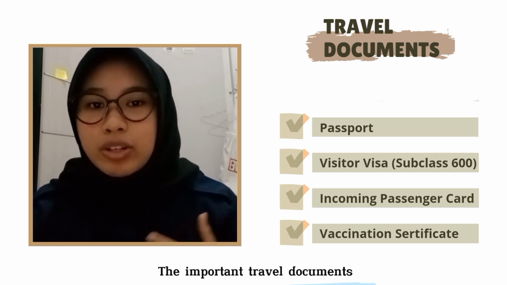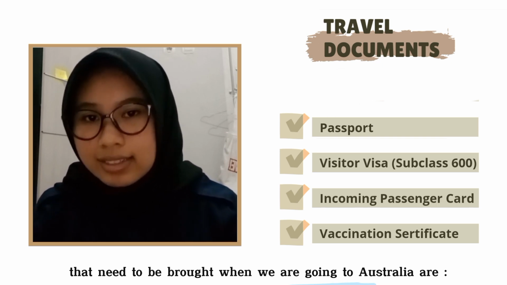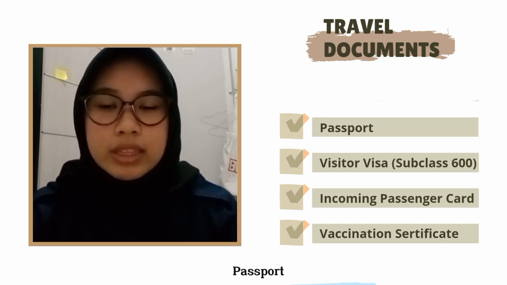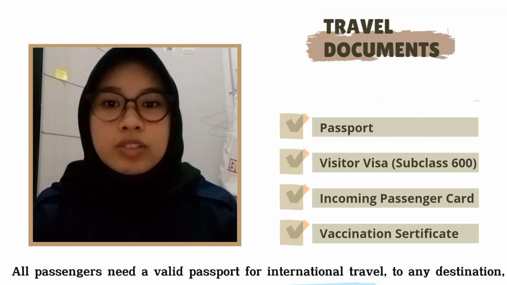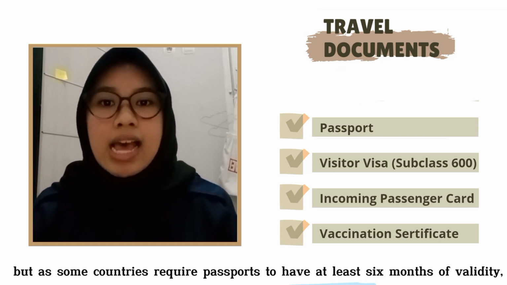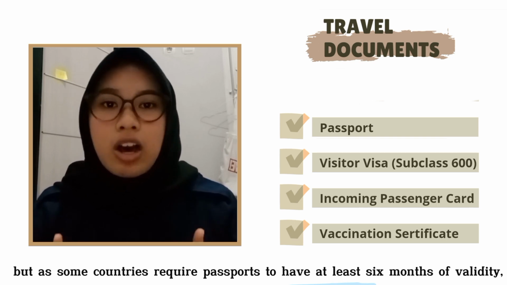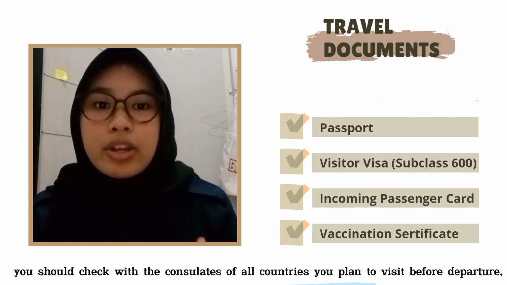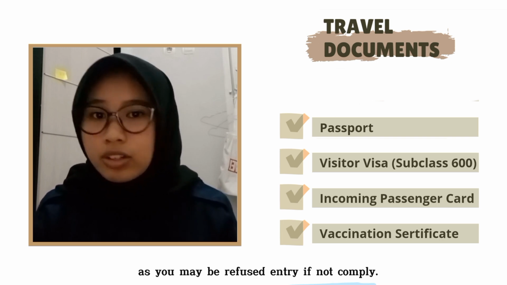The important travel documents that need to be brought when we are going to Australia are: first, passport. All passengers need a valid passport for international travel to any destination, but some countries require passports to have at least 6 months of validity. You should check with the consulates of all countries you plan to visit before departure, as you may be refused entry if not complete.